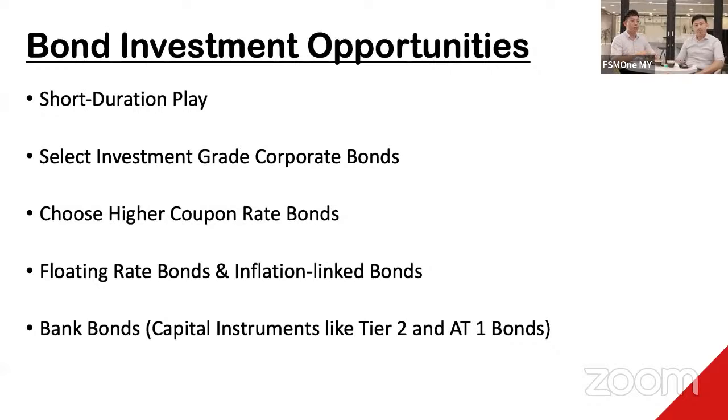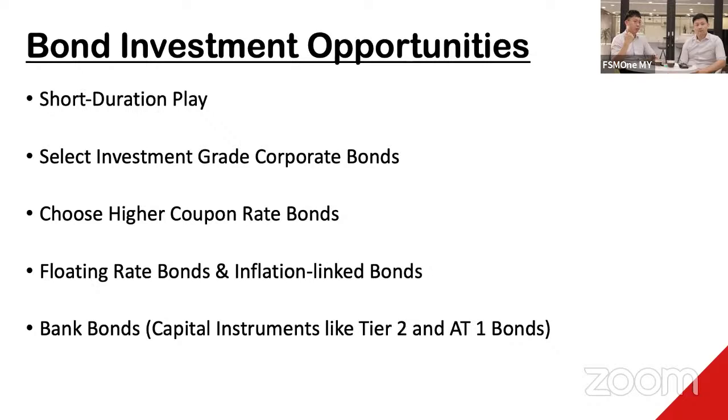Okay, and also for the inflation linked bond, there are some bonds that are tied or linked to inflation data like CPI. So if the CPI data goes higher, your coupon rate will go higher as well. So for these two bonds, I would say they are a good hedging tool against interest rate and inflation pressure. But I look at the final point: you encourage us to invest in bank bonds.